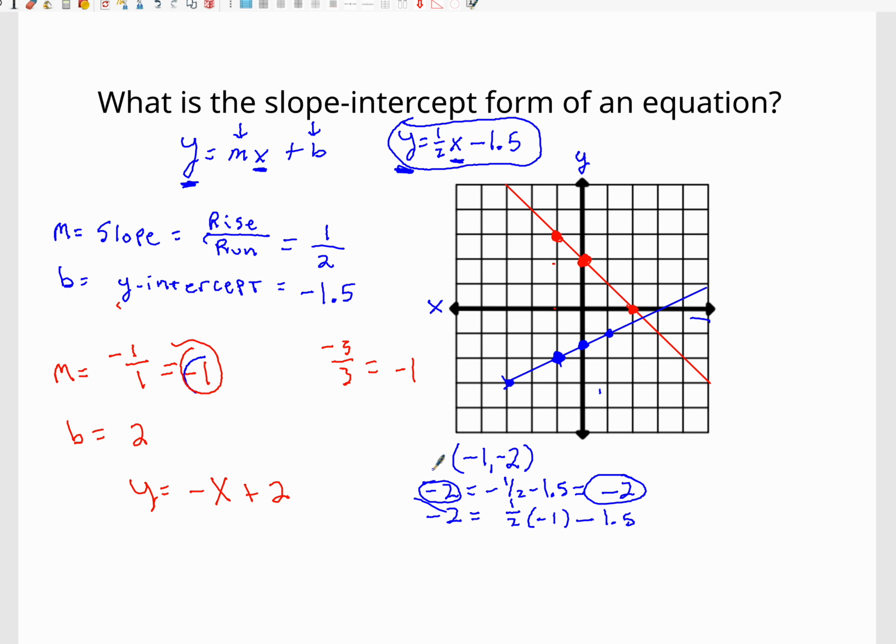Okay, so we can do that with any point on the line. We could extend this line out 57 miles, and we could find some super weird x and y coordinate, 500 million, 375, I don't know what it would be, but way out there, and we can find that ordered pair, and it would solve the equation. So that equation solves every point on that blue line.